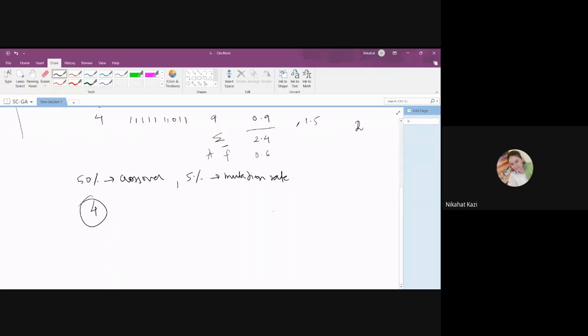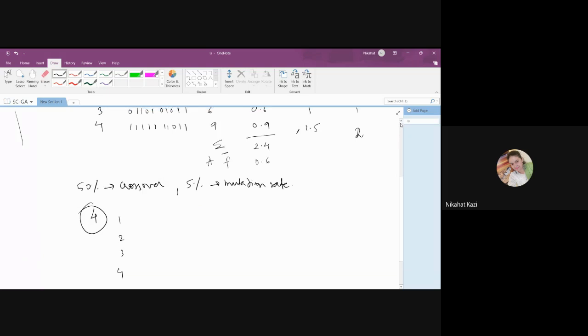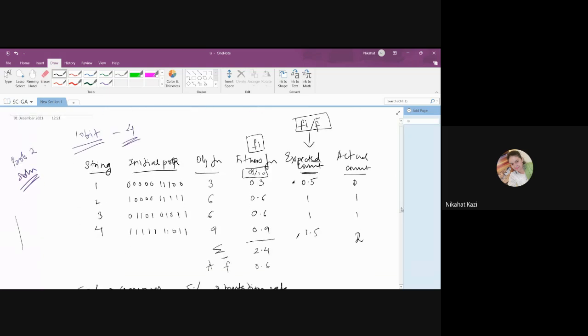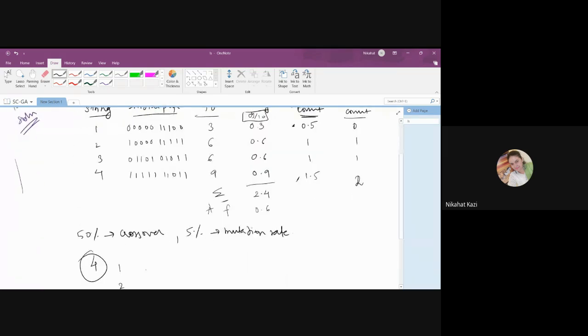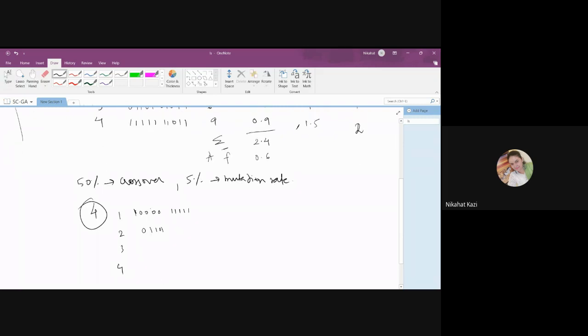So suppose I'm writing it again. I have string number 1, 2, 3, 4. So 1 is this string, right? So 1 is 1 0 0 0. Okay, second one is 0 1 1 0 1, 0 1 0 1 1. Okay, and then 2 copies of this I've chosen.